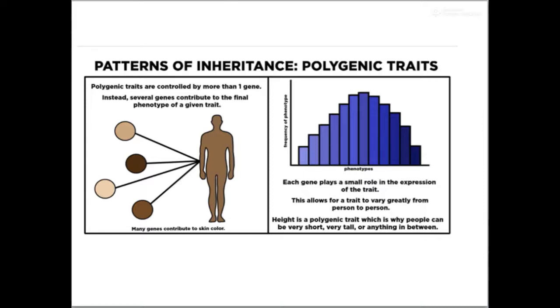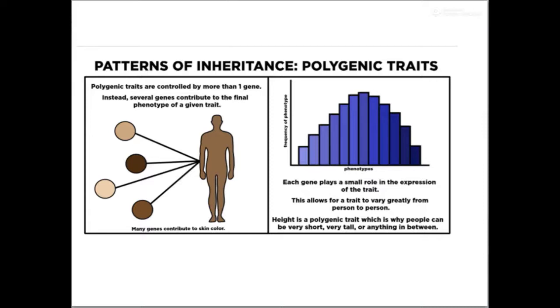Instead, several genes will contribute to the final phenotype of a particular trait. So the color of human skin itself is controlled by, rather than one single gene, many genes contributing to that particular character. Each gene will play a small role in the expression of that trait, and this will allow a trait to vary greatly from person to person.